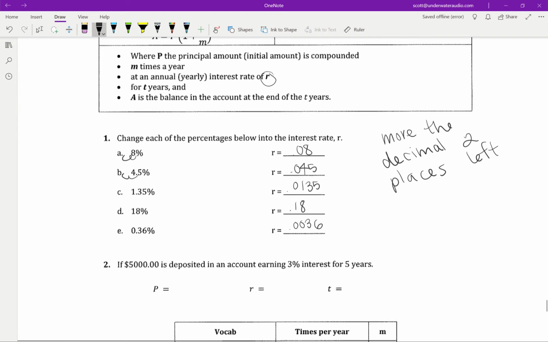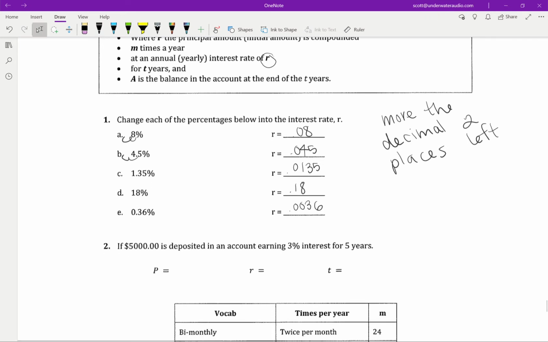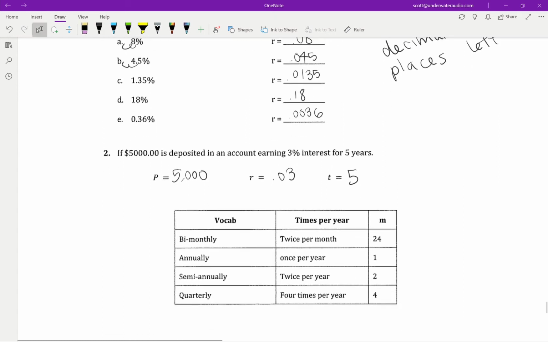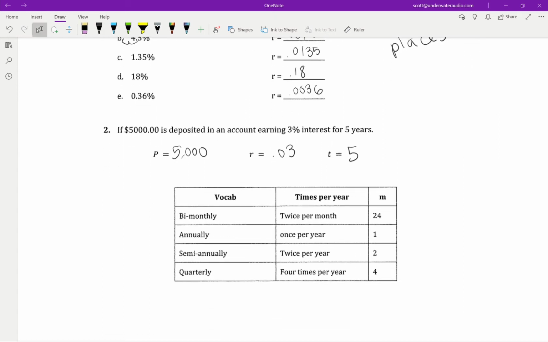So let's try a problem. If $5,000 is deposited in an account earning 3% interest for 5 years, that would mean P is 5,000. Interest rate is 0.03 based on what we just learned, and T is 5 years. So to do this problem, one thing I wanted to bring up is that people sometimes have trouble with words in this kind of problem.